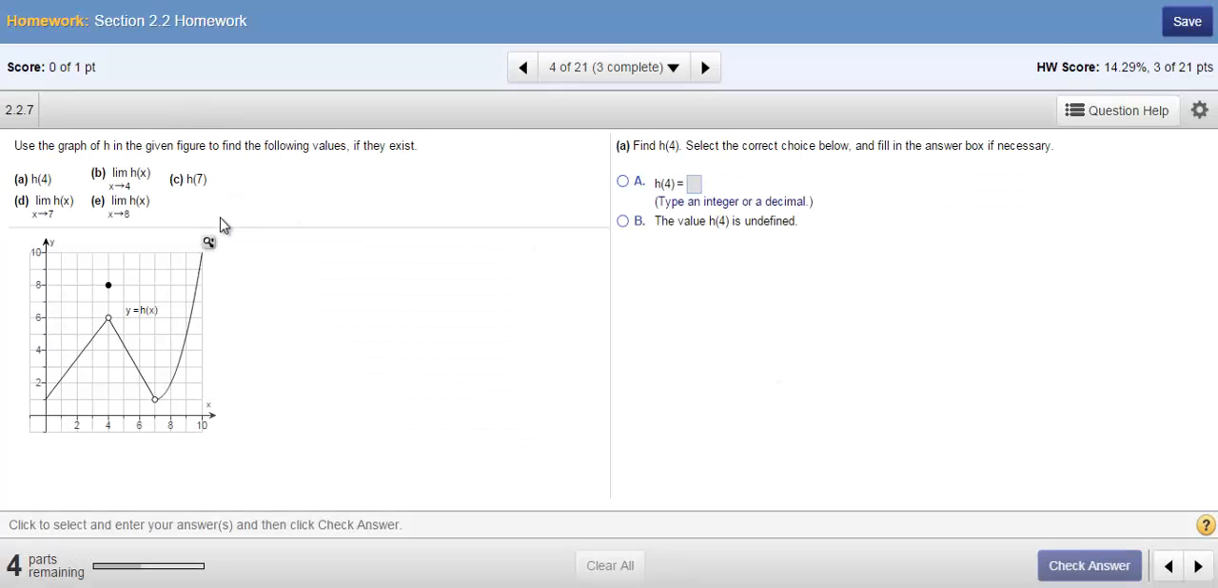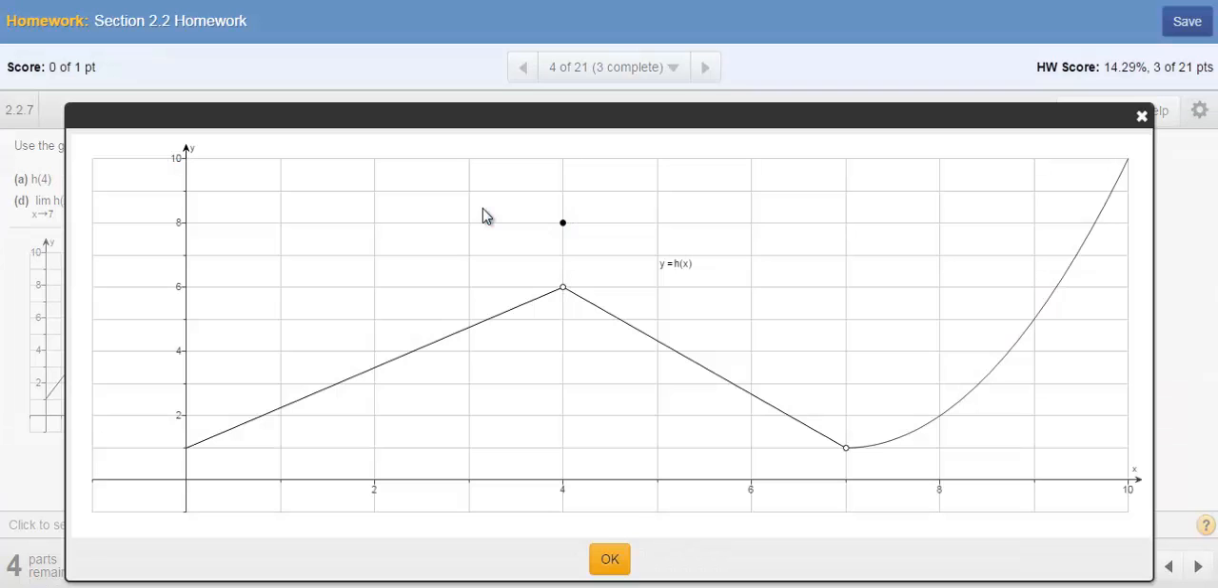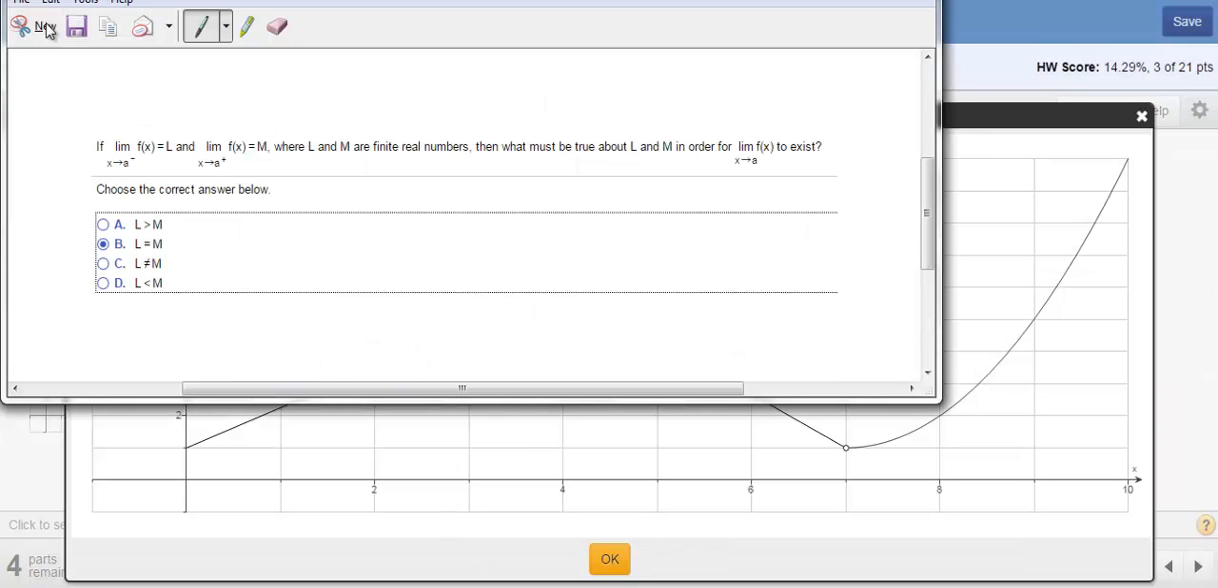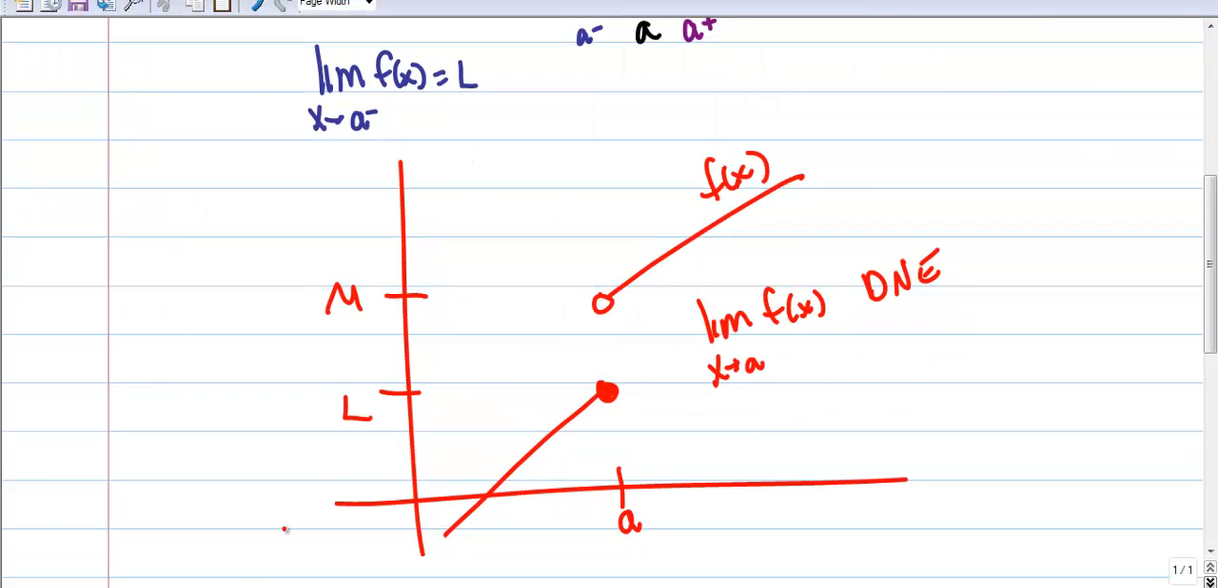All right, so now we've got a graph. I'm going to blow this graph up. Whoa. I'm going to kind of smush it. Oops, wrong one.